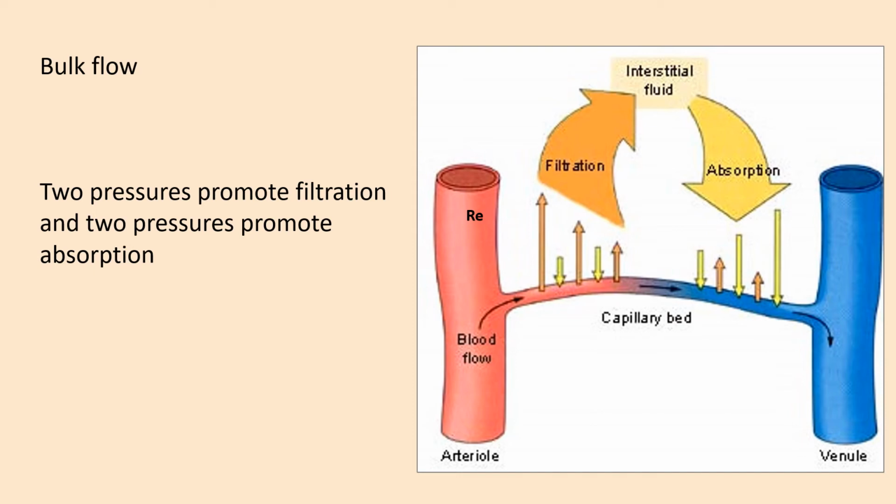So let's revisit this image. Notice that as blood flows through that capillary, there's more filtration that happens on the arterial side of that capillary, and more absorption happens on the venule side of that capillary. So these pressures, the hydrostatic and osmotic pressures, need to necessarily change their balance, change their relative contributions. And that's going to account for more water and solutes leaving initially, and then more water and solutes entering the blood later on.